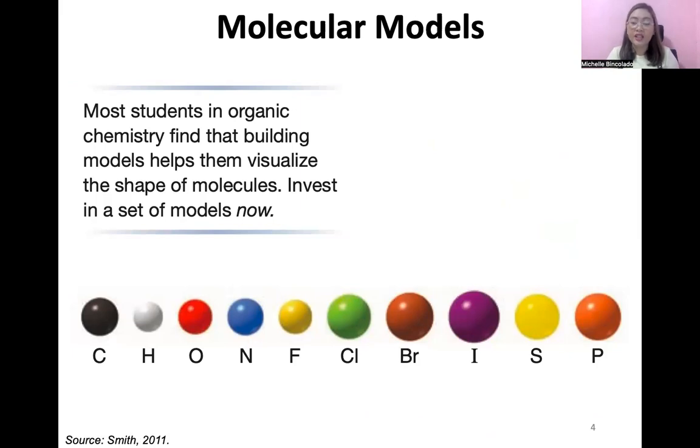Yung color coding, guys, ito rin yung exact na color coding ng mga atoms sa models na ipapakita ko sa inyo. So black is for carbon, white for hydrogen, red for oxygen, blue for nitrogen. Although hindi tayo masyadong gagamit ng fluorine. Chlorine, yes. Green, bromine, yes. Maroon, orange siya dito. Sulfur, phosphorus, ayan. So this will be also the color coding scheme, guys, na makikita ninyo sa mga models that we will use here in our crash course.